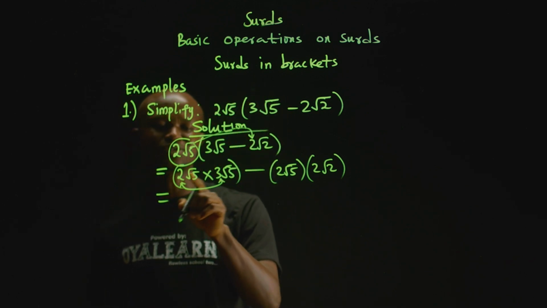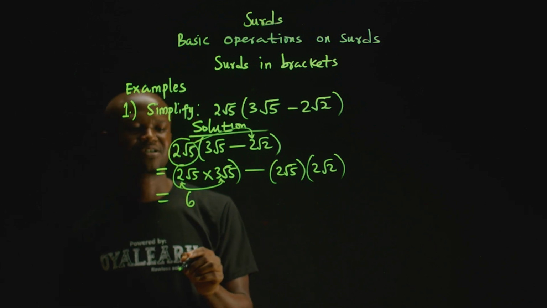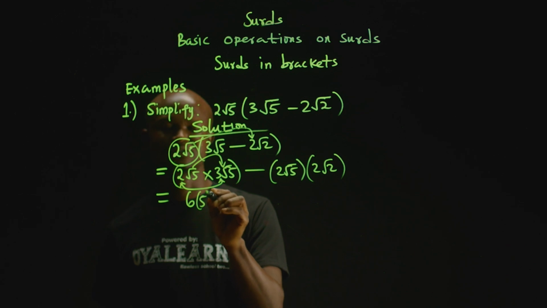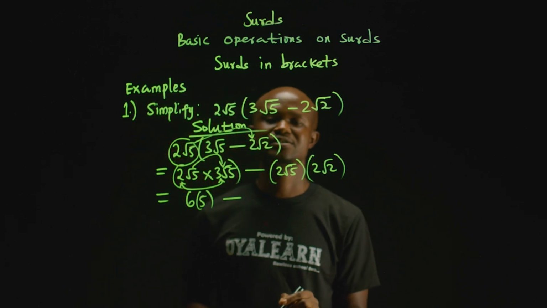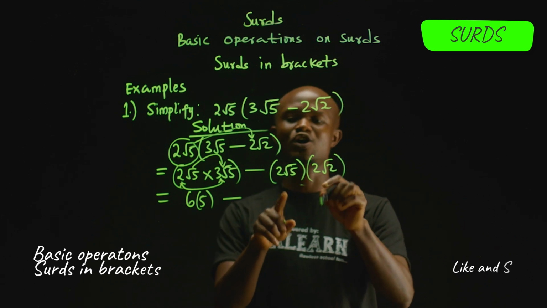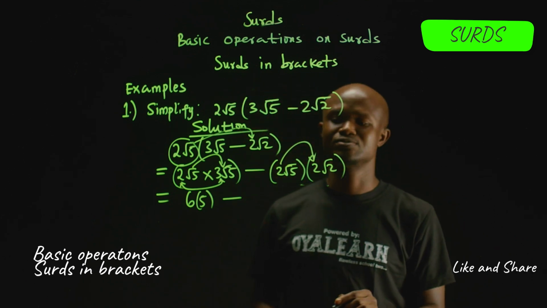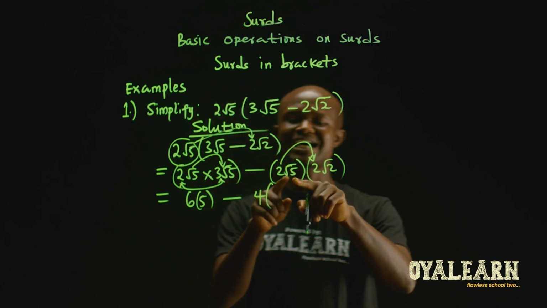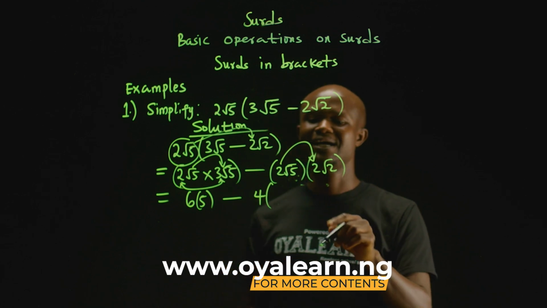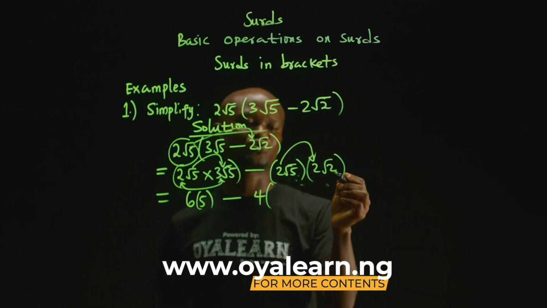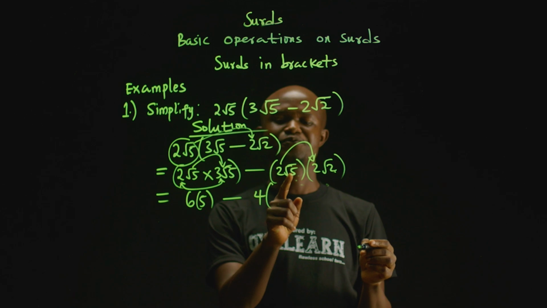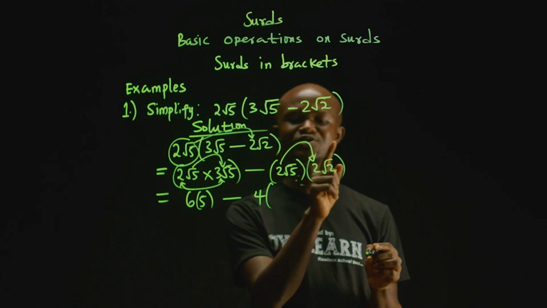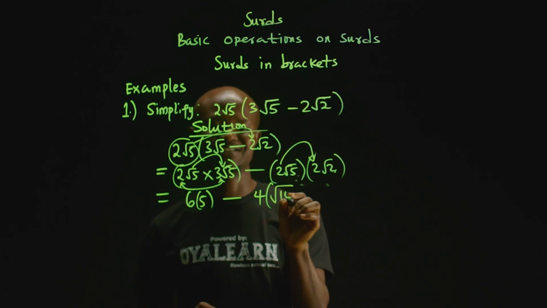Now, 2 times 3, what are we going to have? 6. And root 5 times root 5 will give us 5. Then minus. Now, looking at the second one, 2 will also multiply 2. And that is what? 4. While the inside bracket, you can see they don't have the same number. Hence, we have root 5 times root 2 will give us 5 times 2 first. What are we having? 10. So that root 5 times root 2 will give us root 10.